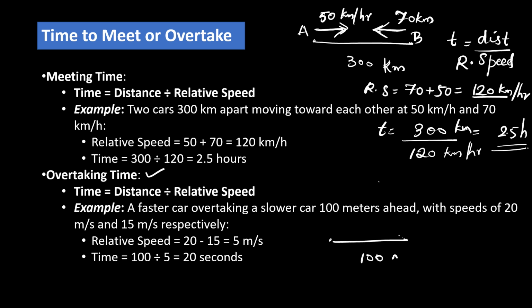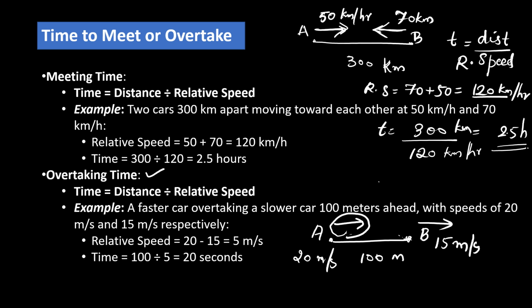100 meters apart. Okay, this is car A and it is traveling at a speed of 20 meters per second. And there is a second car B, traveling at a slower speed, that is 15 meters per second. Both are traveling in the same direction. Then what will happen? Car A will overtake car B.